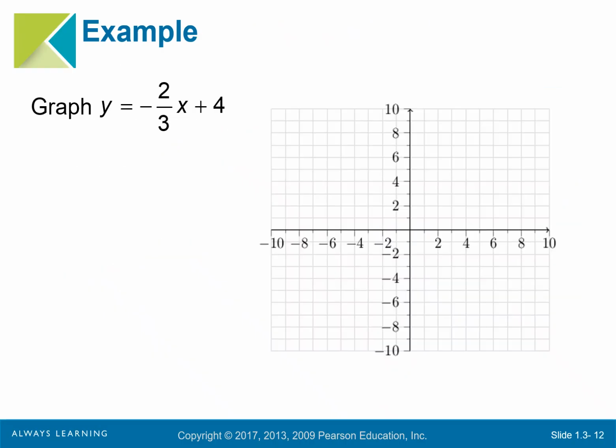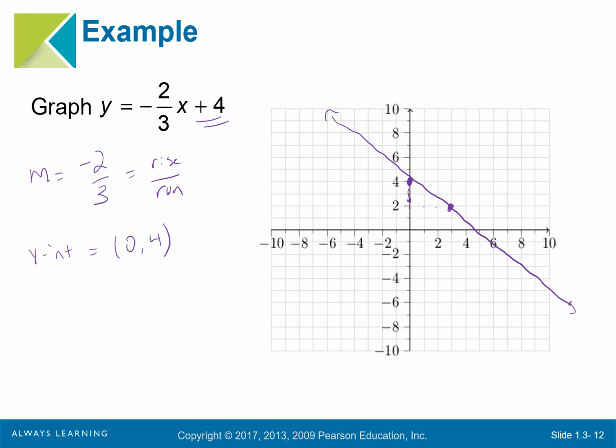So let's do this next one. Graph y equals negative 2 over 3x plus 4. Well, that means that my slope m is negative 2 over 3, and my y-intercept is (0, 4) from the plus 4. So let's start by graphing (0, 4), which is right there. And then remember, this is rise over run. So that's a rise of negative 2, which means I go down by 2 to here, and a run of 3, over 1, 2, 3 right here. And so now I have my second point. I can draw the line between the two.